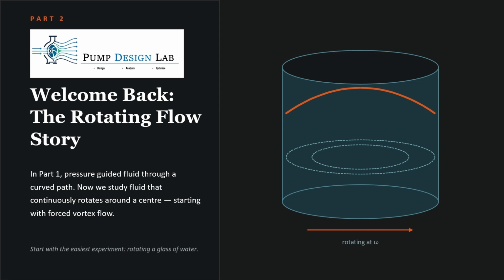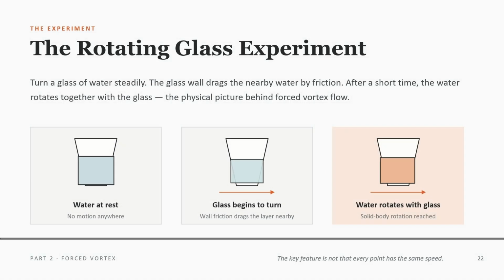The rotating glass experiment. Turn a glass of water steadily. At first, the glass wall moves while the water lags behind. But friction between the wall and the liquid gradually drags the water into rotation. After some time, most of the water turns with the glass.